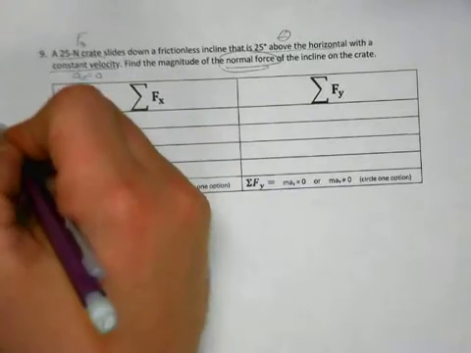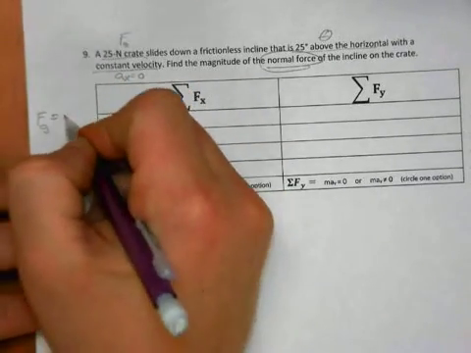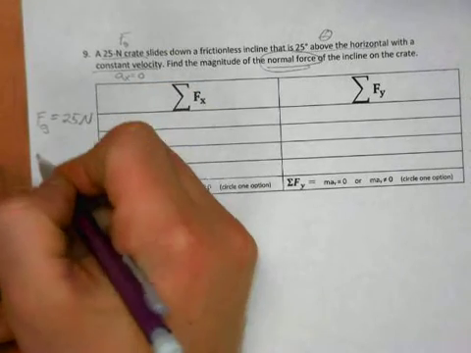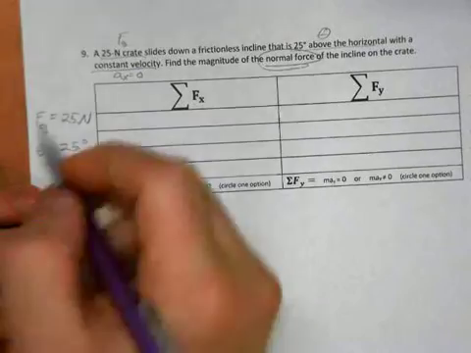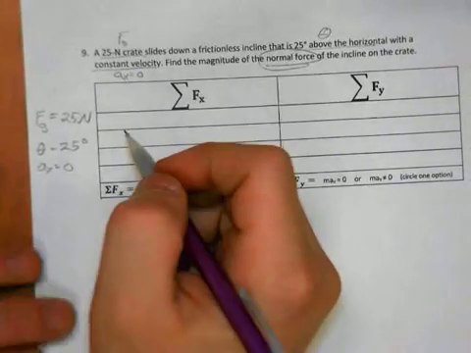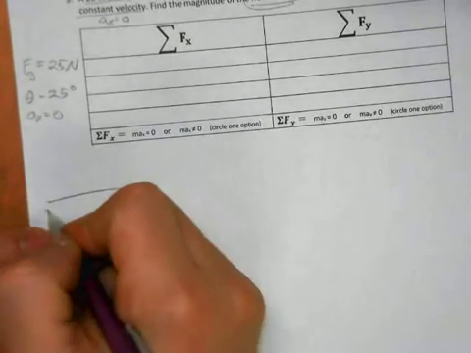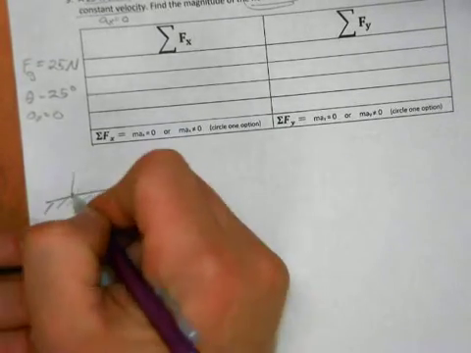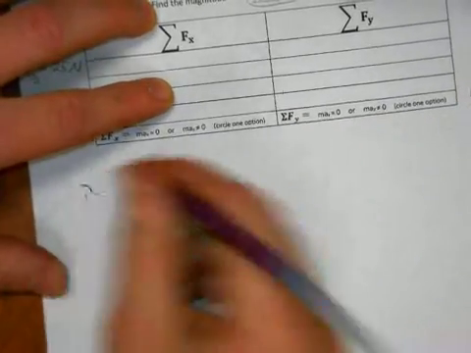Okay, I'm going to write down my knowns. FG is equal to 25 newtons. Theta equals 25 degrees. AX equals 0. And that's all we know. So now I'm going to draw a diagram. Well, this is just a sketch.